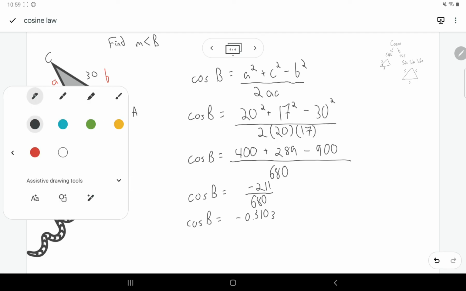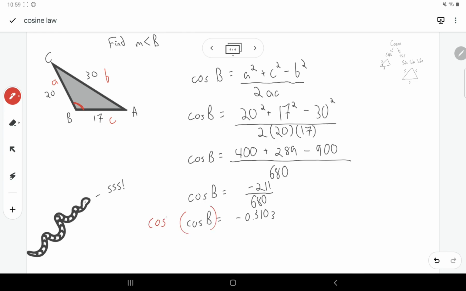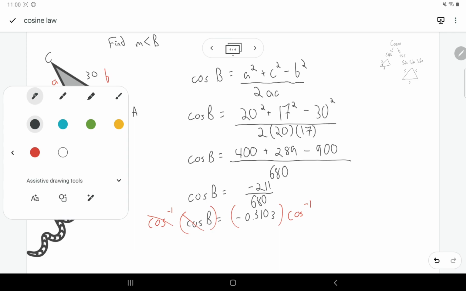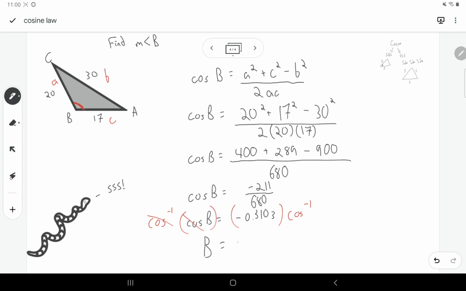All we need to do is take the inverse cosine. So remember, the inverse cosine is the reverse of cosine, so it undoes that cosine, those cancel. But then we do the same thing to both sides because math is always, always, always fair. Okay, so if we take the inverse cosine of negative 0.3103, remember the negative there, it will change your answer if you don't include it. So if we do that calculation, we will end up with angle B equals 108 degrees. And again, I'm just rounding to the nearest whole degree.